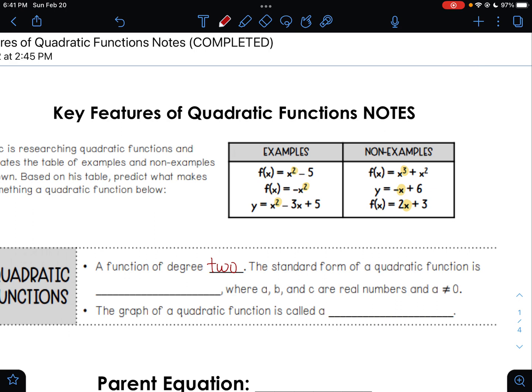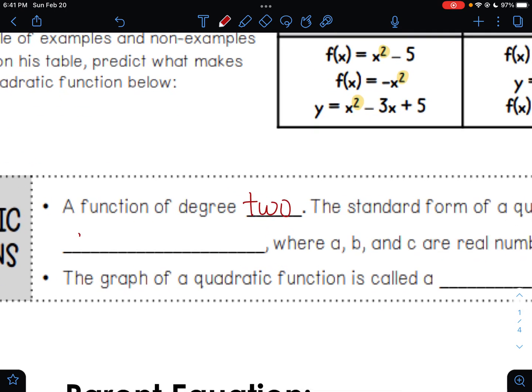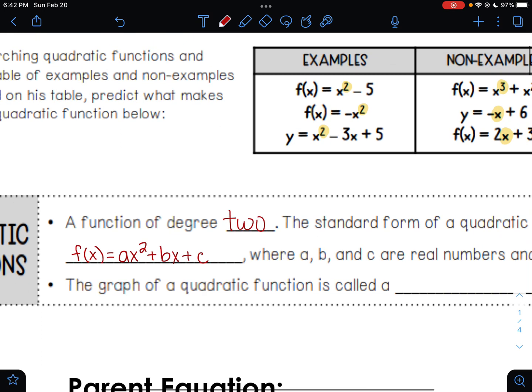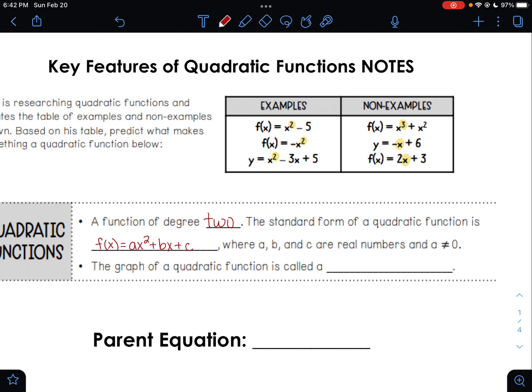is a quadratic function. The standard form of a quadratic function is f(x) = ax² + bx + c, where a, b, and c are real numbers and a cannot be 0, because if a is 0, then that gets rid of our x squared term and it's no longer a quadratic function. Eventually, we will be writing equations in this form, so it's important to know that we would be plugging in numbers for a, b, and c.